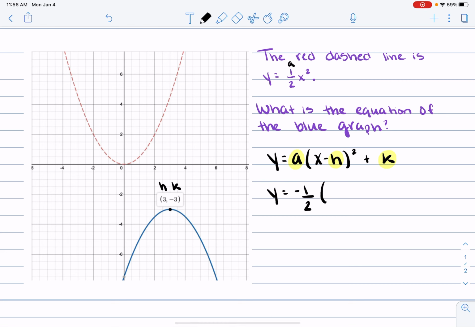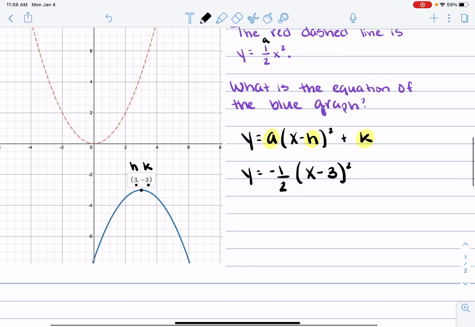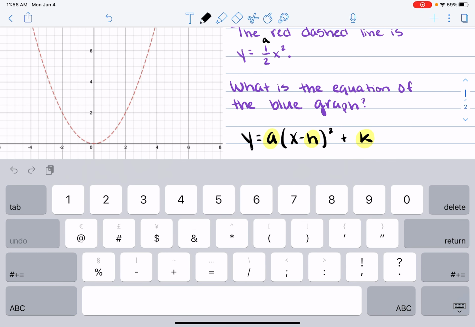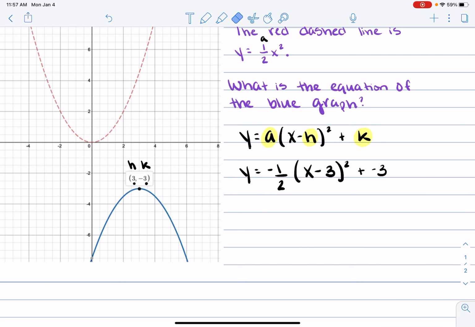So I've got x minus, and even though that's a positive 3, remember, it'll still be a minus in front, so that'll be 3. And then plus k, so that's a negative 3 for k. So you could put plus a negative 3 or just minus 3. Or you could just write it, oh my goodness, sorry, my iPad is just, it's probably just me, sorry, and a minus 3. And that's your answer.